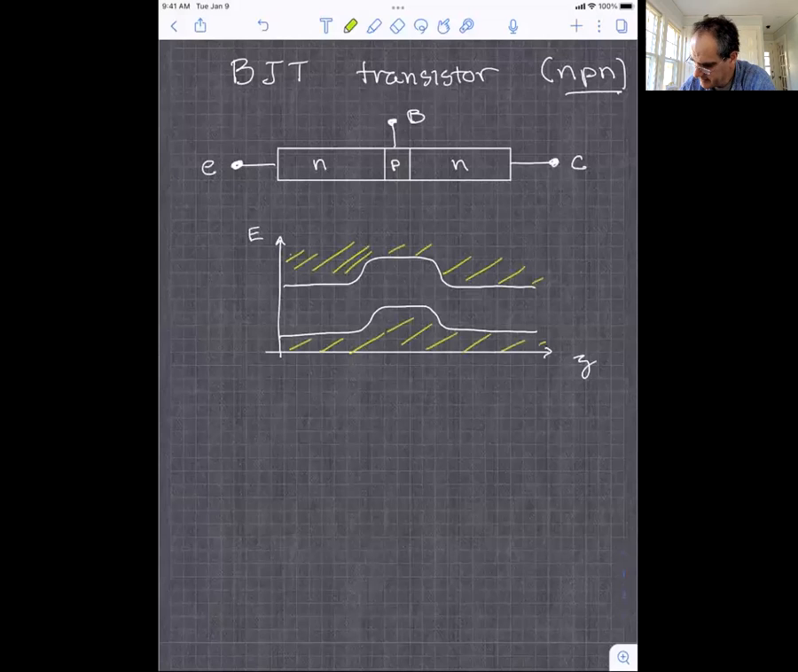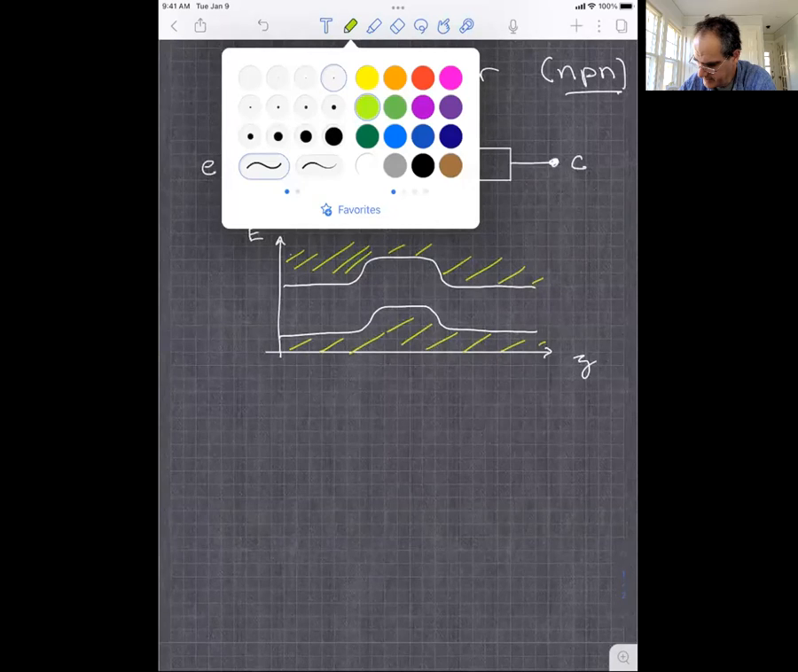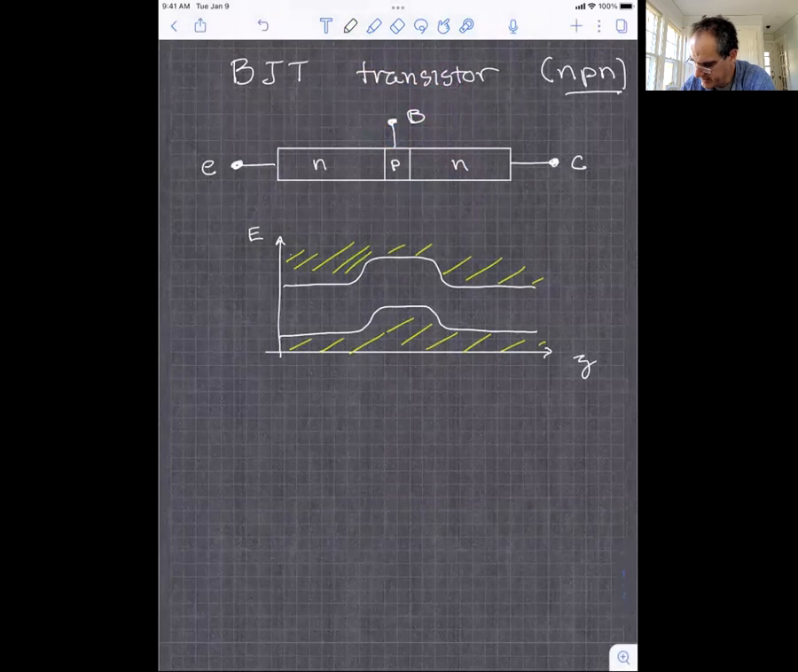So we have our semiconductor. We have the three regions, N, P, and N. And of course, in each region, we have carriers. In the N region, we have electrons. And in the P region, we have holes.